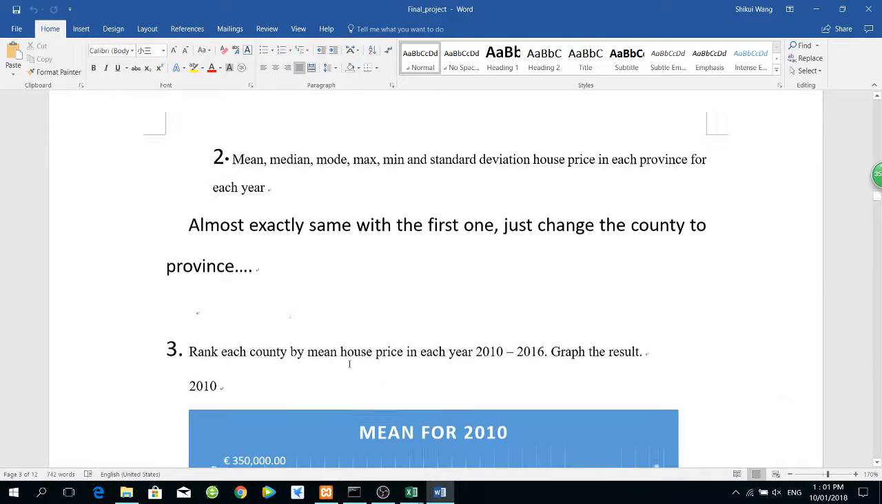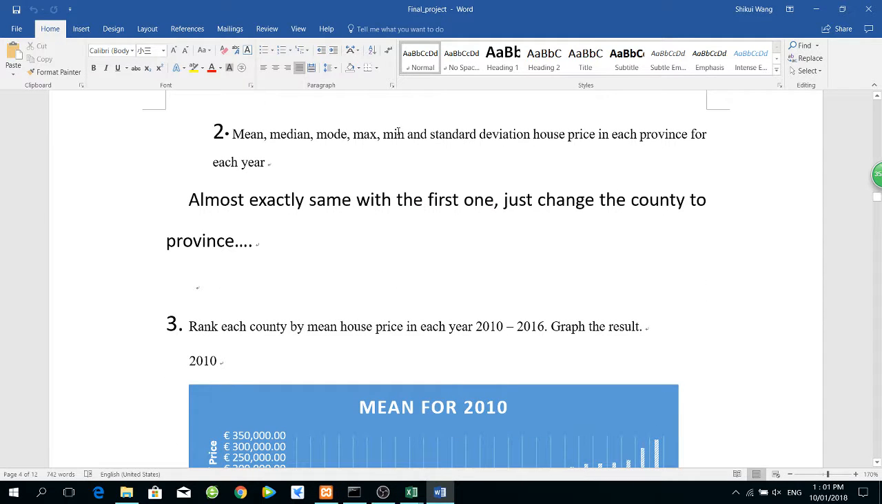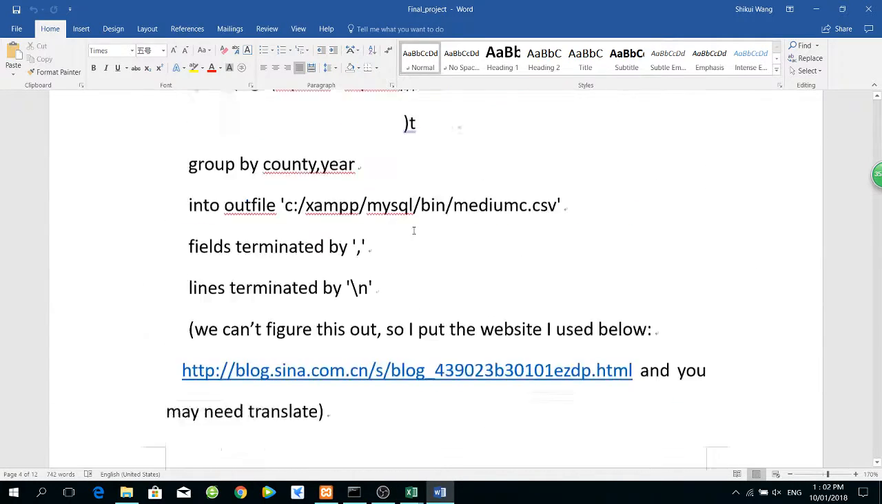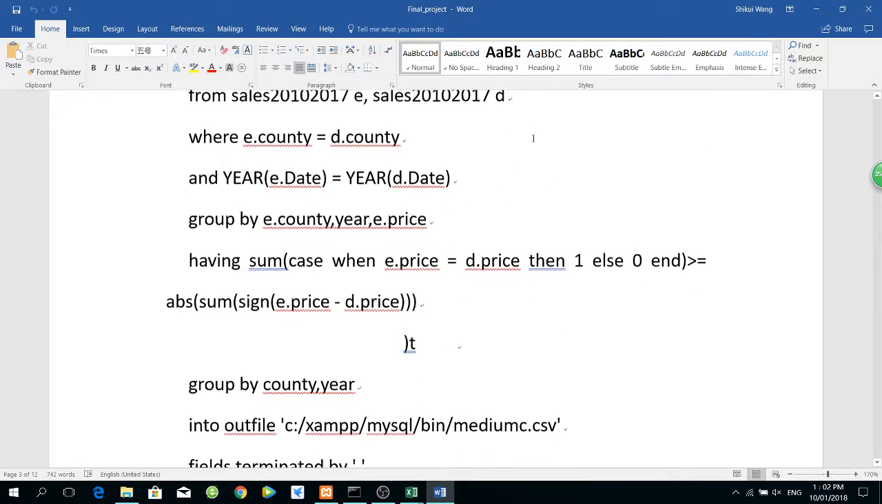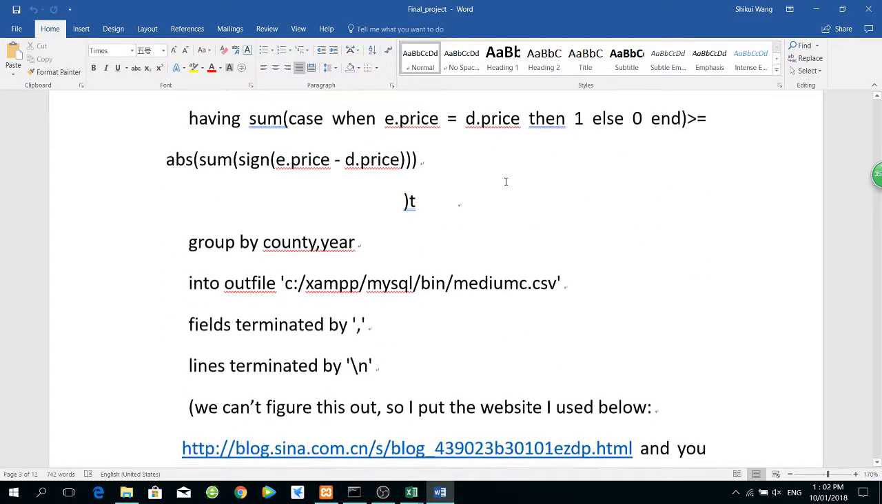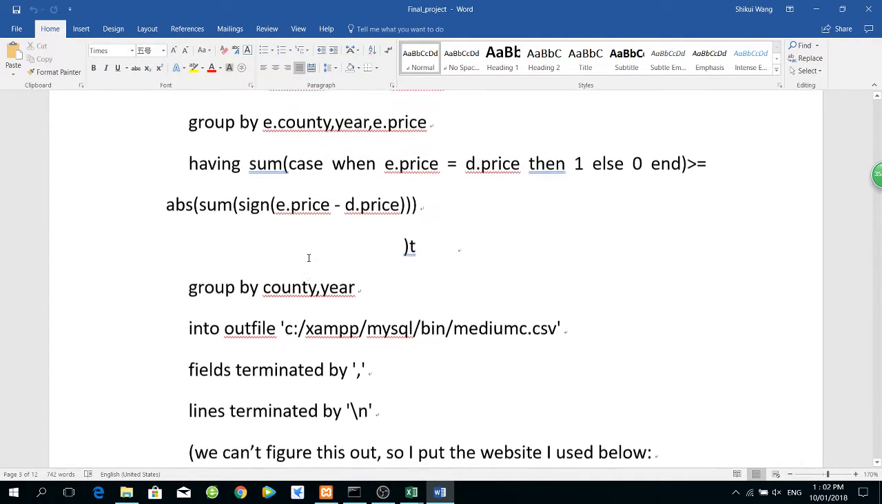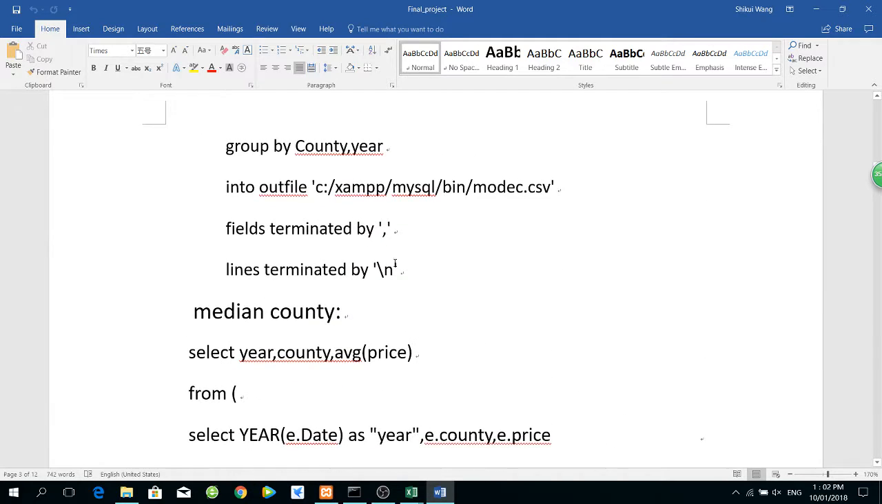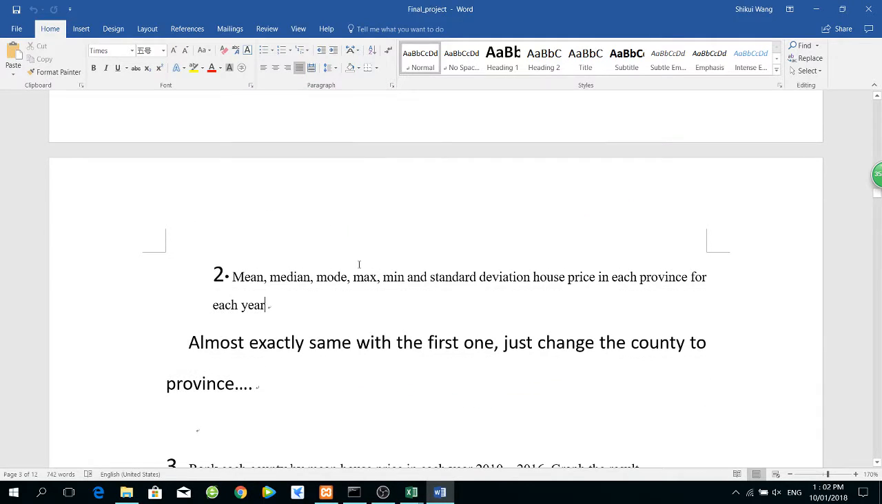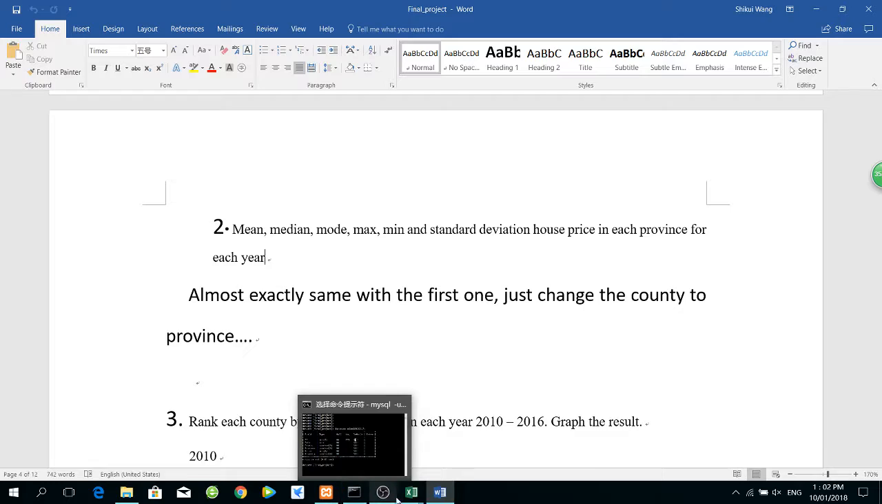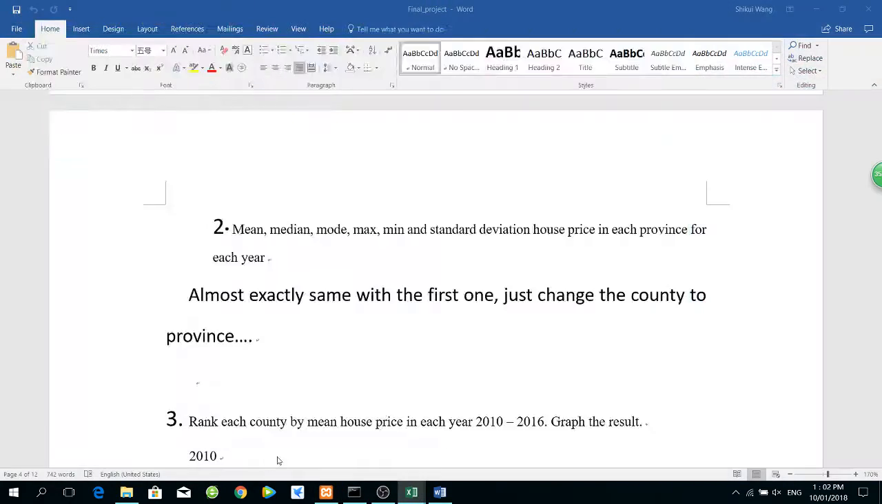And for the second one, which is very similar, the only difference between the first one and the second one is that the second one uses province, so you just change all the queries above, changing county to province, and that's how you will get that.